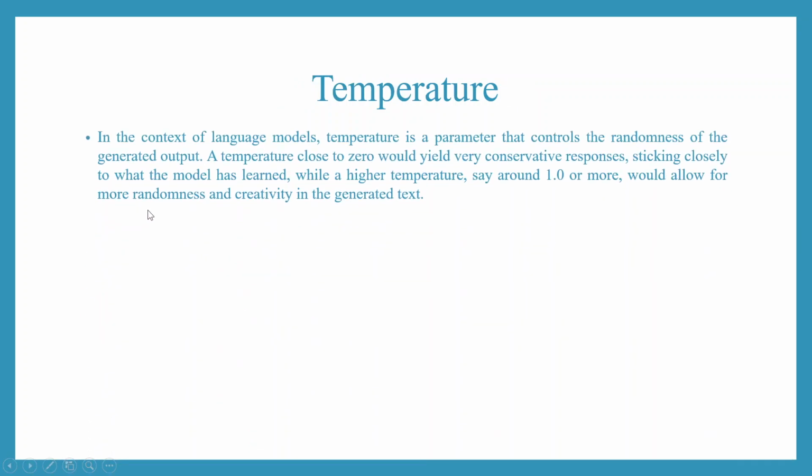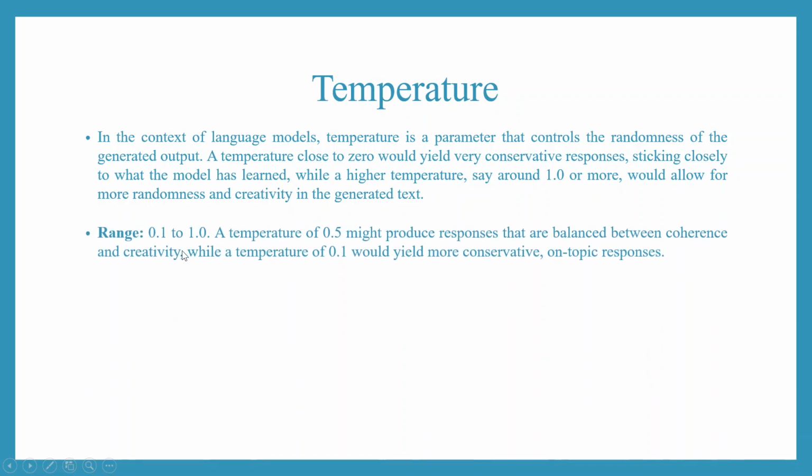Temperature. In the context of a language model, temperature is a parameter that controls the randomness of the generated output. A temperature close to zero would yield very conservative responses, sticking closely to what the model has learned, while a higher temperature, say around 1 or more, would allow for more randomness and creativity in the generated text. The range is 0.1 to 1.